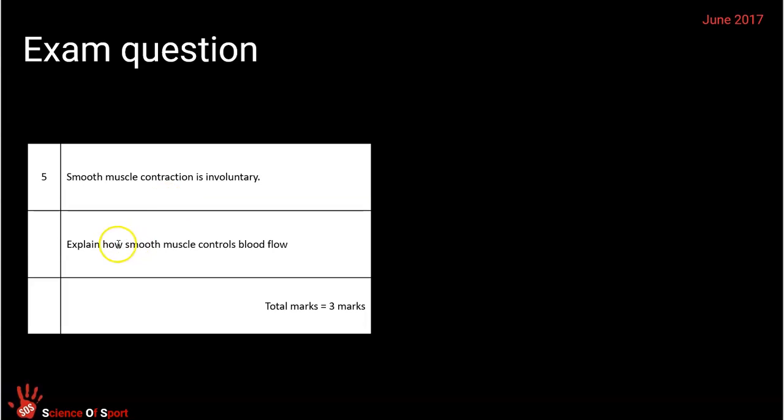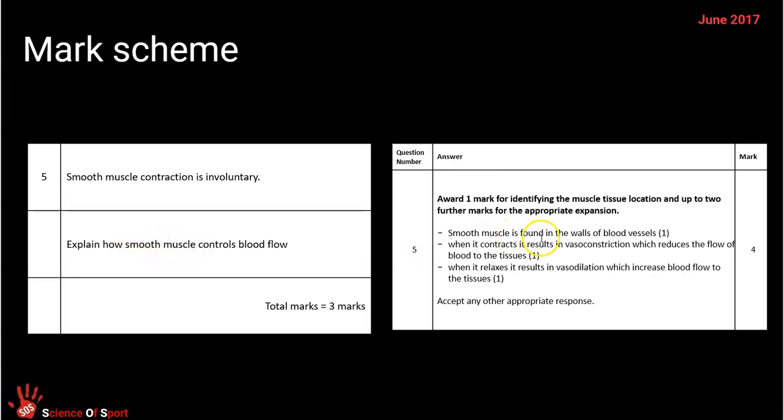But also the questions might be more specific. So this one links to the control of blood flow. We know that's one of the functions, and it's asking you about the role of smooth muscle in it. So it's asking specifically about smooth muscle and arterioles and how the arterioles work to distribute blood, to direct blood flow.